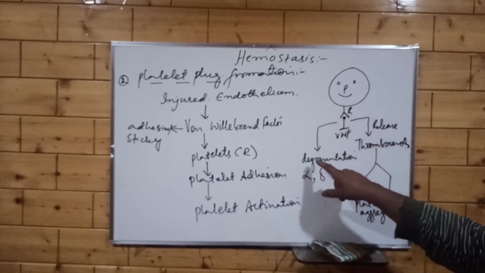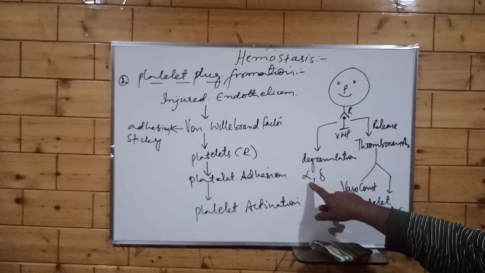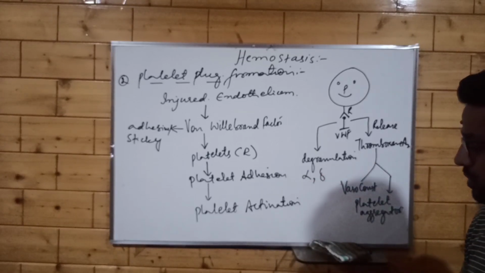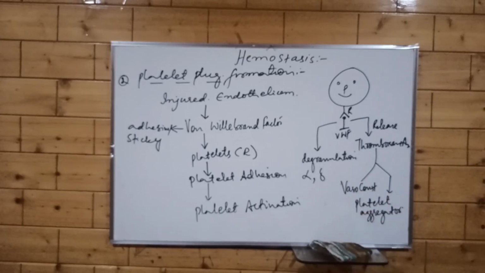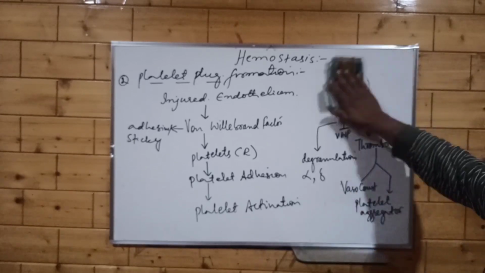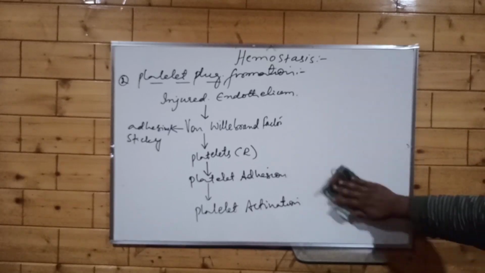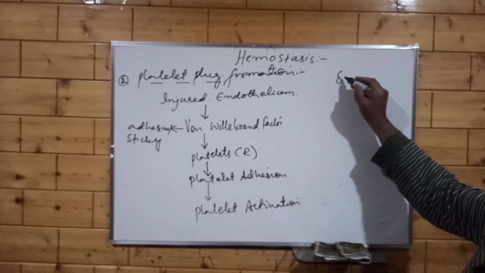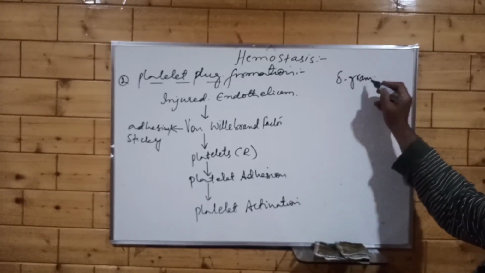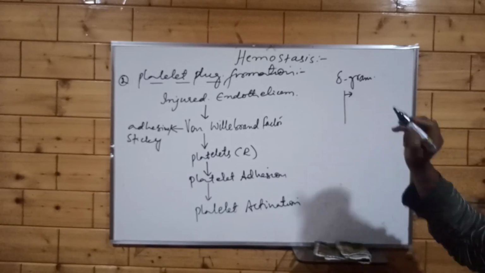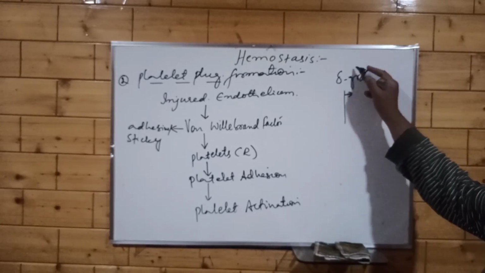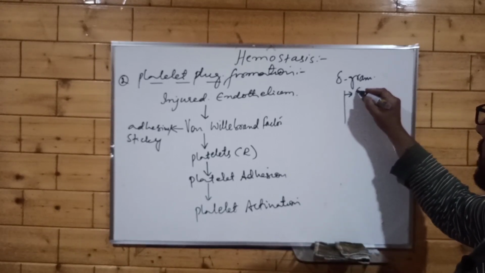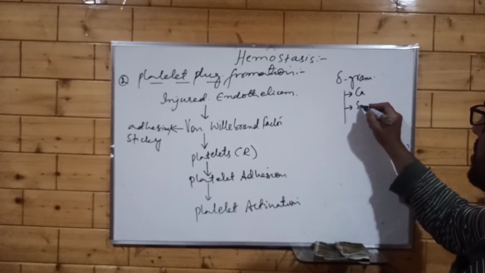Now another aspect of the activation is degranulation of what? Alpha granules, and there are delta granules. Now we first look at what is the composition of alpha granules and what is the composition of the delta granules. Let me show you here, alpha granules and there are delta granules. Delta granules, what is the composition of the delta granules? What is present inside? Number one, there is calcium. Number two, serotonin.